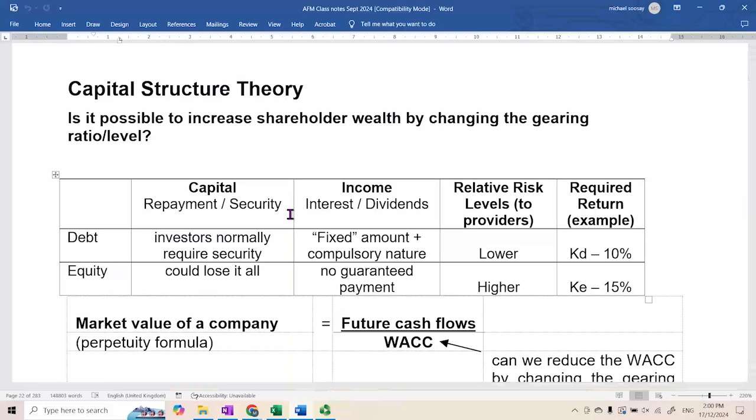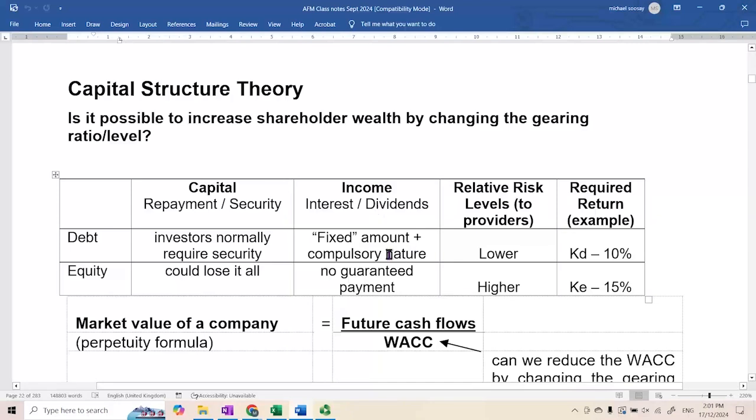Capital is repayment and security. Debt, investors normally require security. Equity, you can lose everything. Company goes bankrupt. Most companies that go bankrupt don't even have enough money to pay their debt. Now, if they don't even have enough money to pay their debt, what hope do shareholders have? You get the point, right? And then it says equity, you can lose everything.